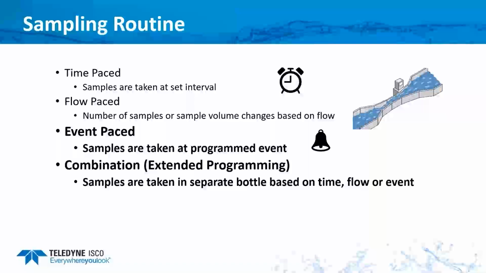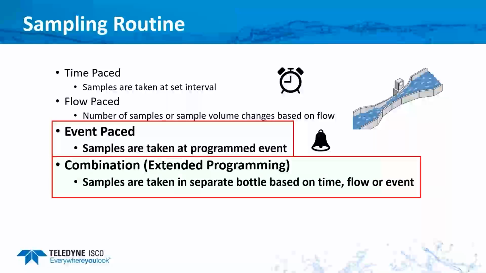In a number of our models of samplers, we can do a combination of different pacing intervals, where we can collect samples in separate bottles, where one set is based upon time or flow, and the second set of bottles within that sampler is just held in reserve, awaiting events that may or may not happen.